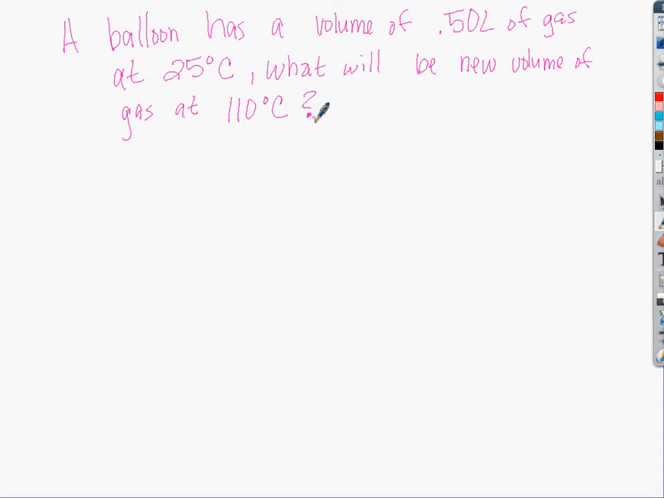Alright, so the balloon has a volume of 0.50 liters of gas at 25 degrees Celsius. What will be the new volume of gas at 110 degrees Celsius? Alright, before we get into this, I know there's one more thing I want to talk about, because here's where people think incorrectly.